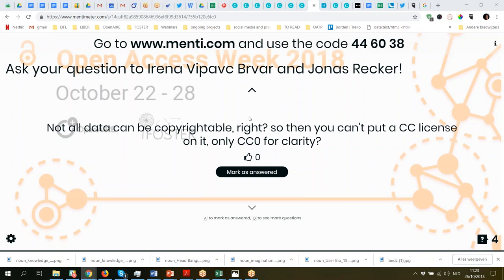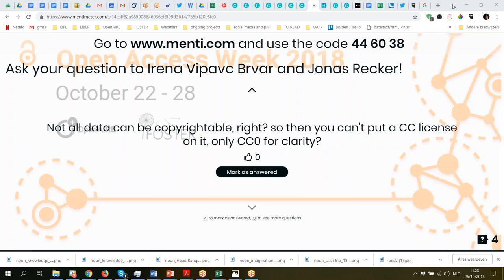Yeah. There was a related question, so I just quickly skipped to that one. So not all data can be copyrightable, and you cannot put a CC license on data that's not copyrightable, right? Only CC0 for clarity?